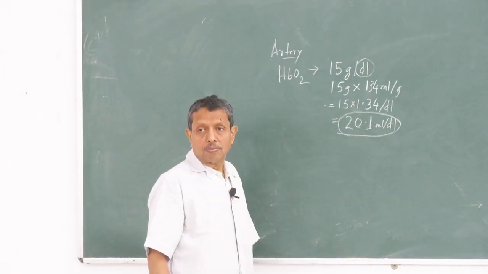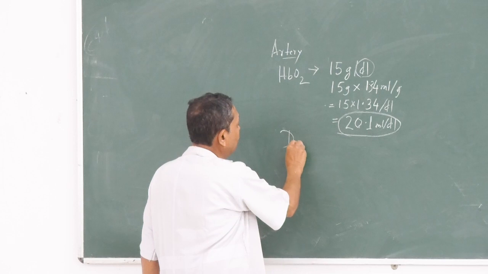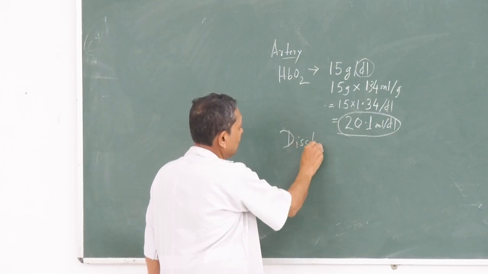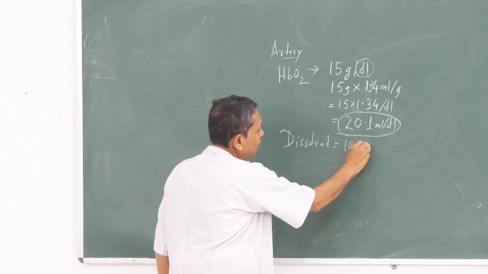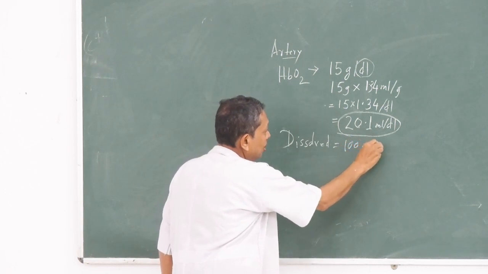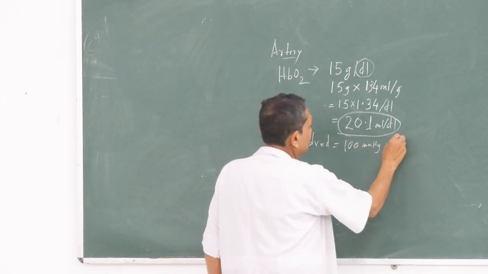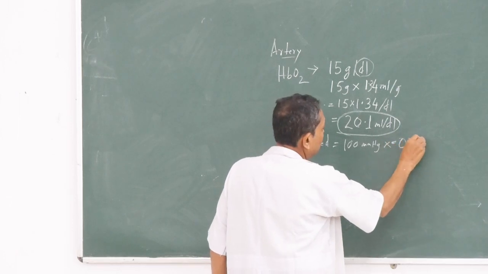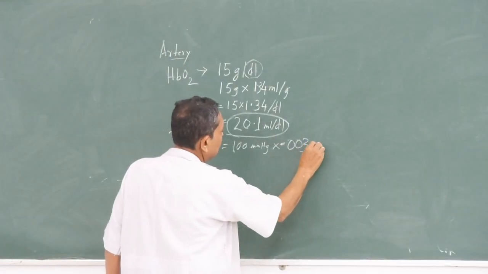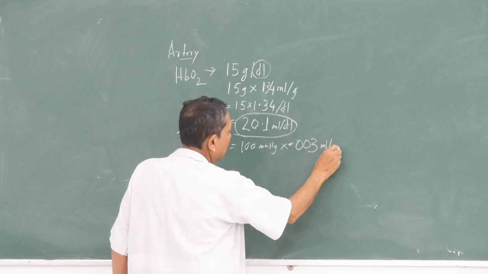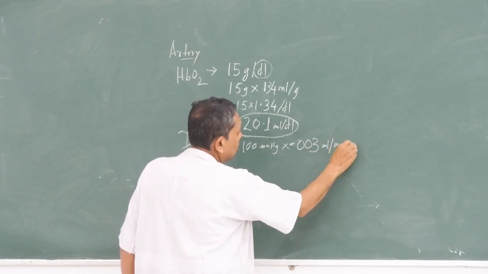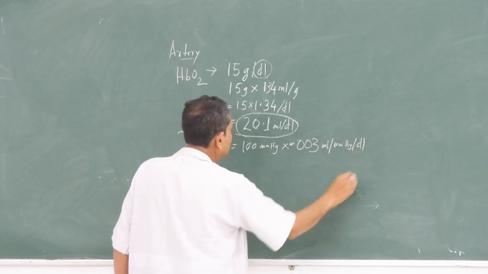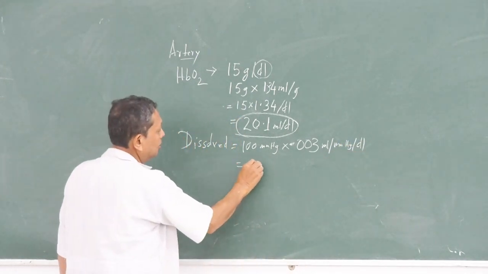This value is the bound form. Then there is the dissolved form. In the dissolved form, it is 100 millimeter of mercury multiplied by 0.0034 ml per millimeter of mercury per deciliter, which gives 0.3 ml.